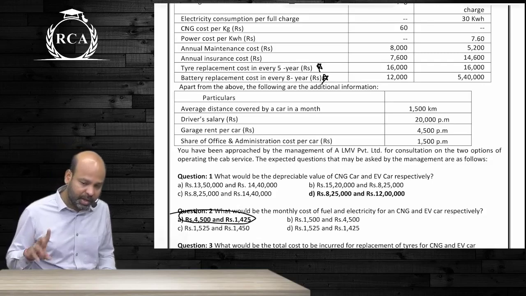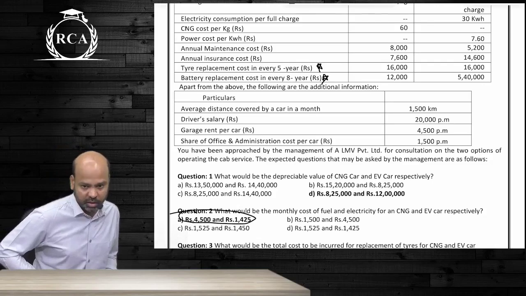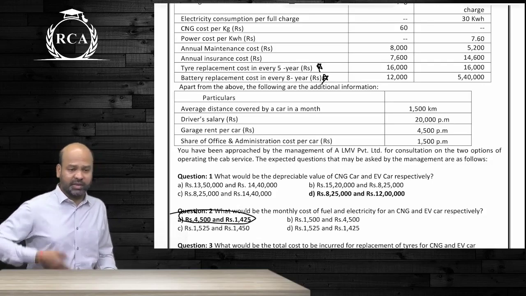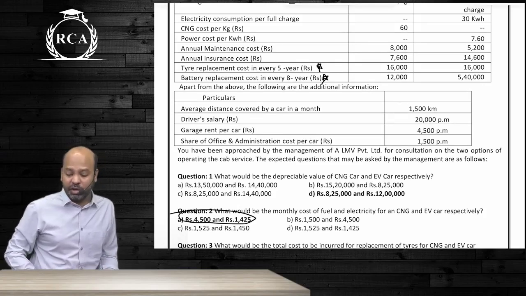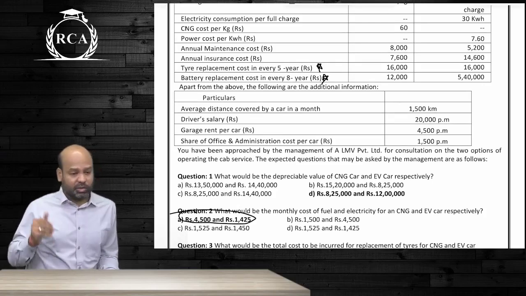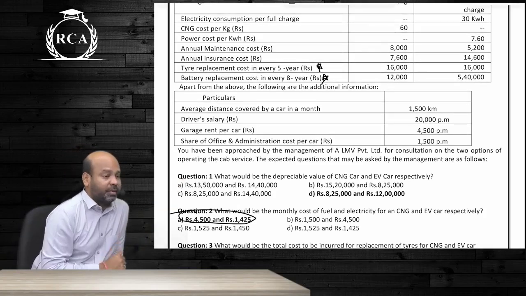In both cases, battery replacement will come only once. In case of a CNG car, at the end of the 8th year, because the life is 15 years, guys. The next one comes at 16 years, so you will obviously not change it. And in case of an EV also, guys, the question will go wrong, but I can't help it. Imagine, guys, that you're incurring heavy cost on EV at the end of the 8th year for battery replacement.